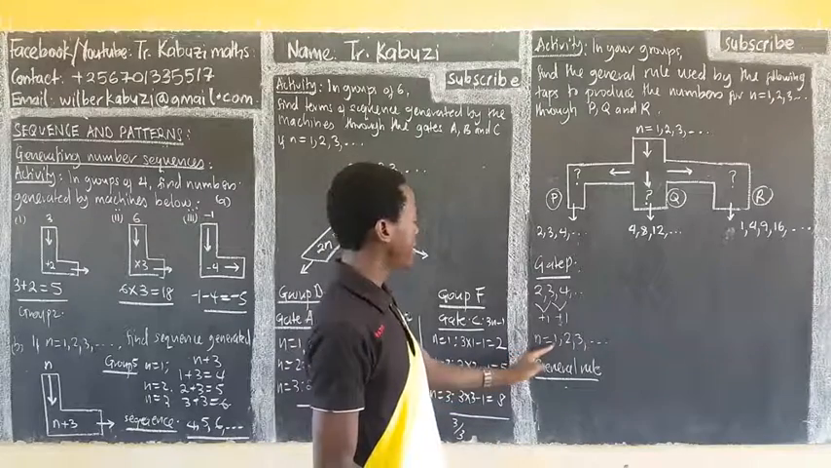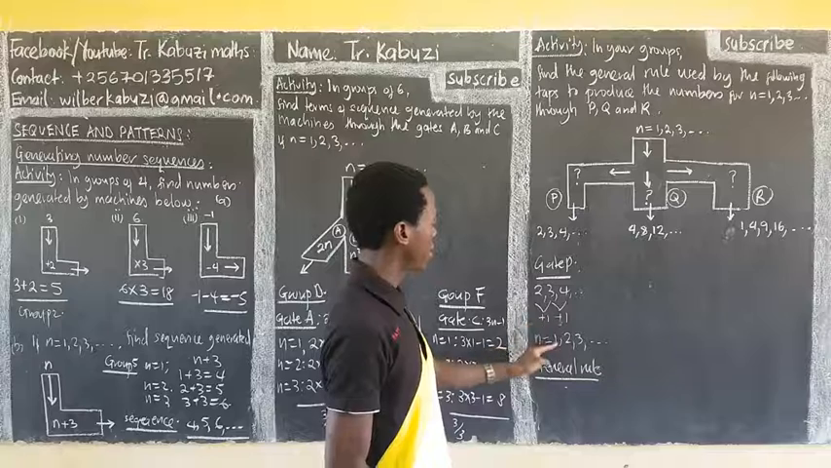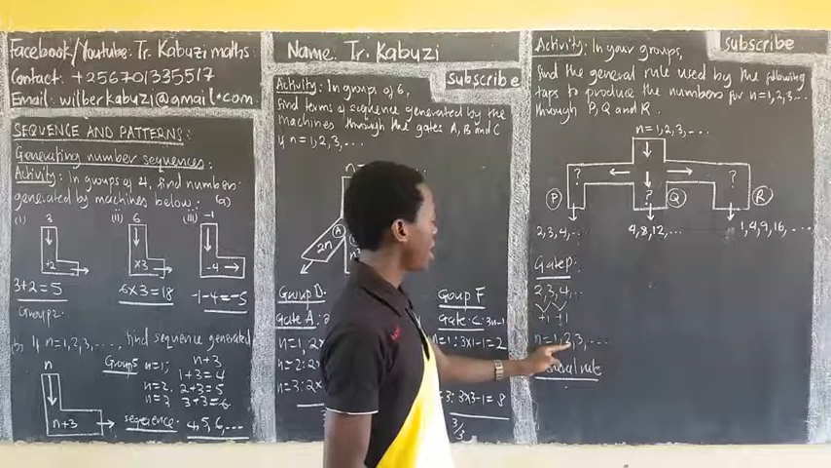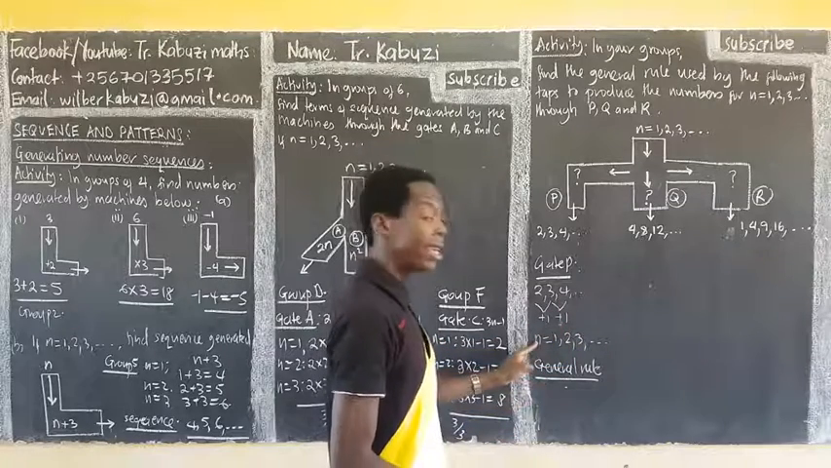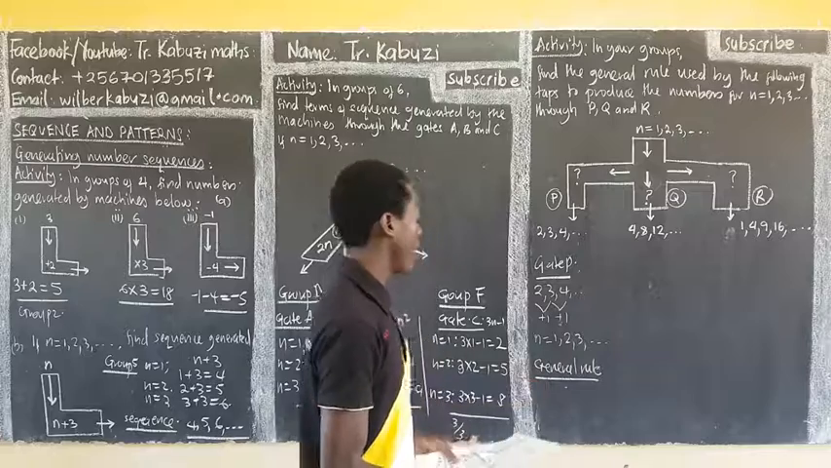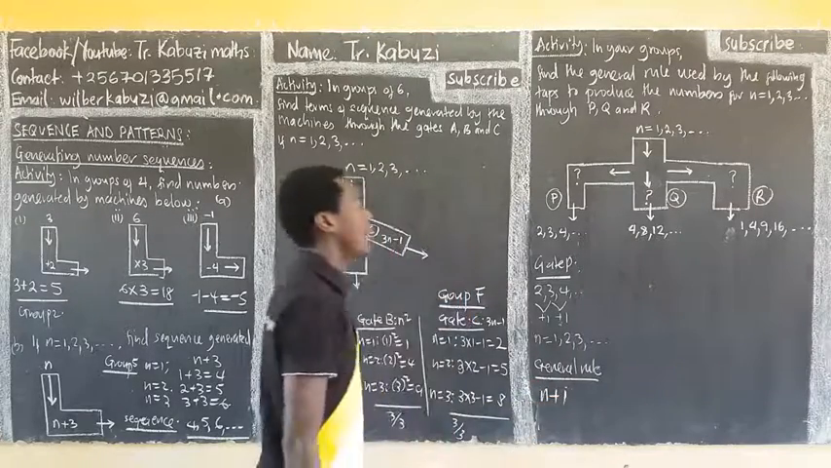So you see, if this n is 1, this is what we get. And when you add 1 on this, you get 2. When you add 1 on this, you get 3. When you add 1 on this, you get 4. So it means that we are getting n plus 1. So this is supposed to be now n plus 1.